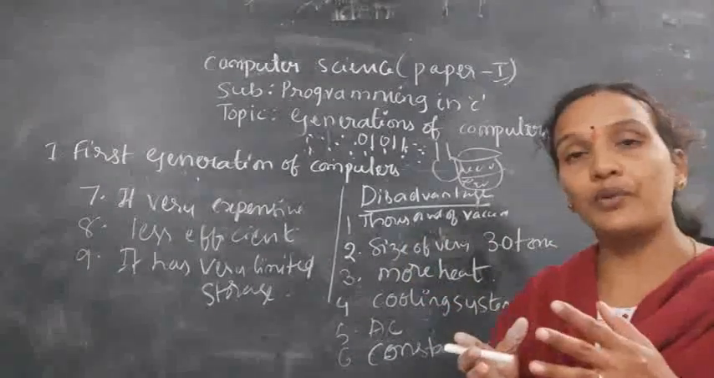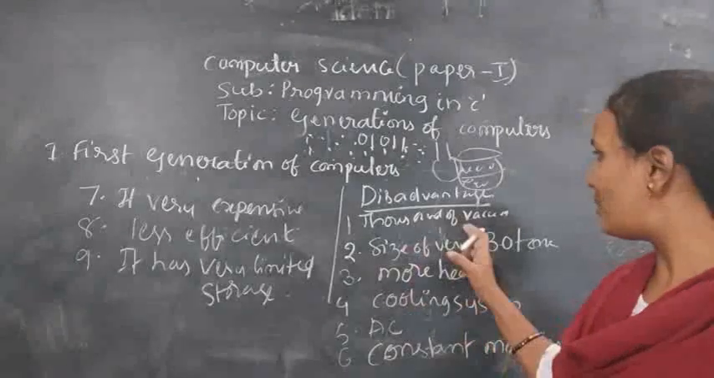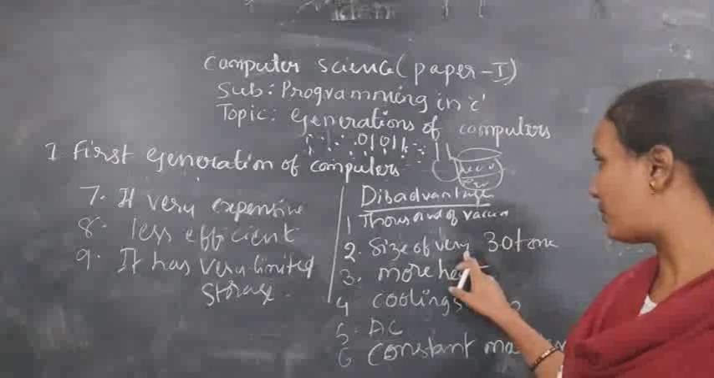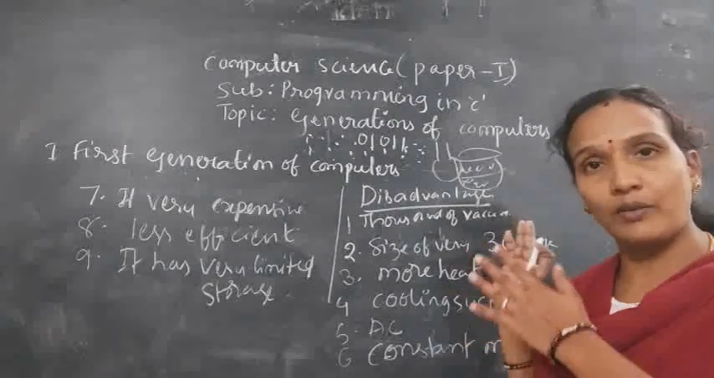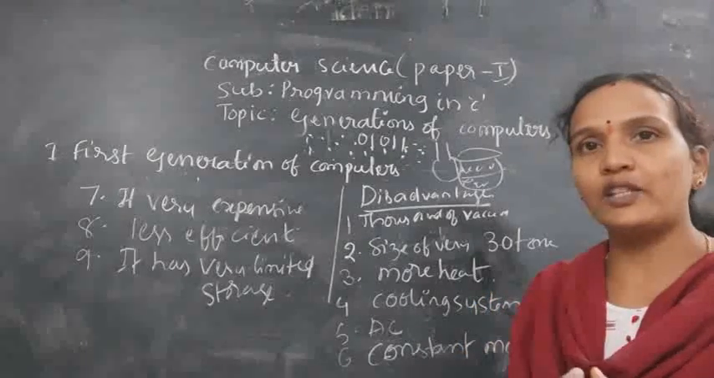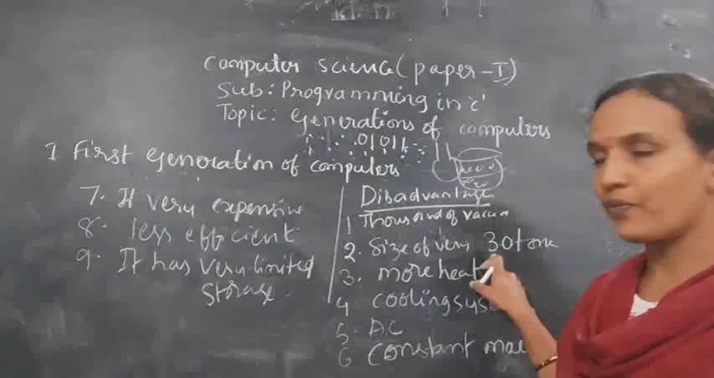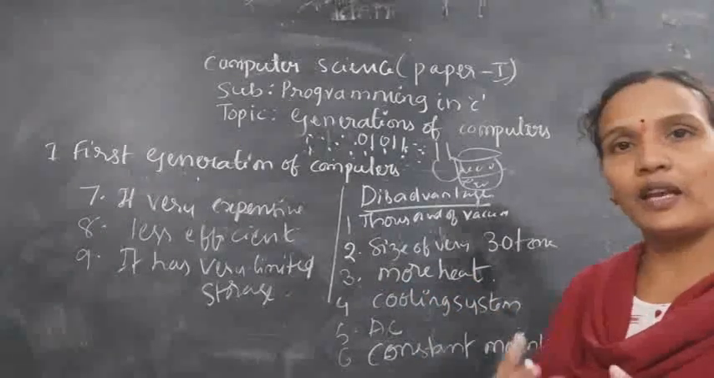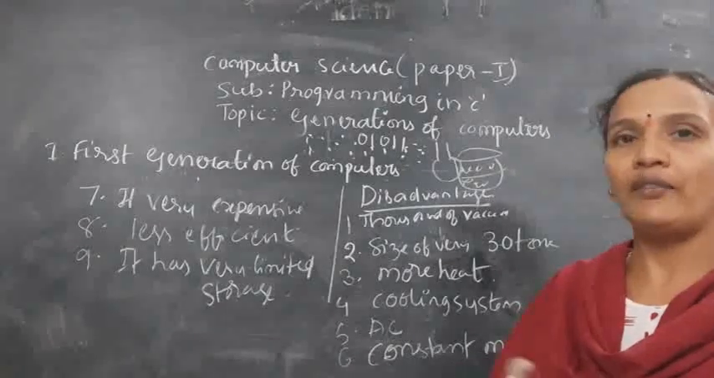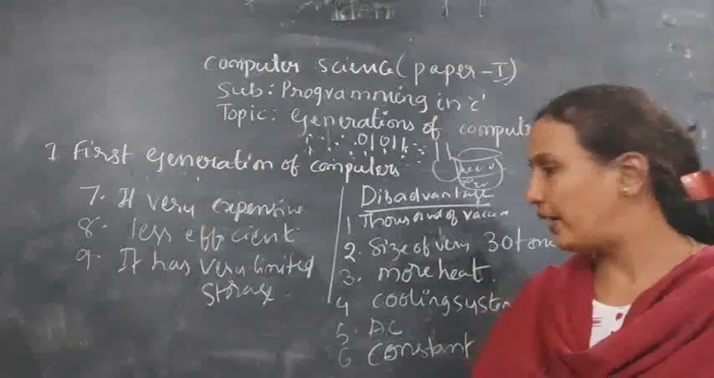It needs thousands of vacuum tubes in order to design one system. The next, the size of the one system: on those days, the size of one system is nearby 30 tons. Next, if they are using more vacuum tubes, then what happens? It generates more heat. If it is generating more heat, it requires a cooling system, means it needs an AC.